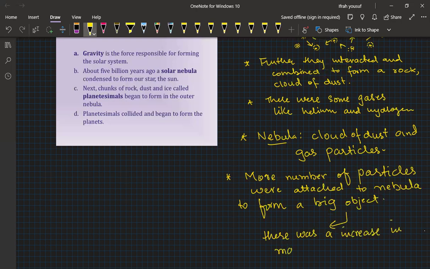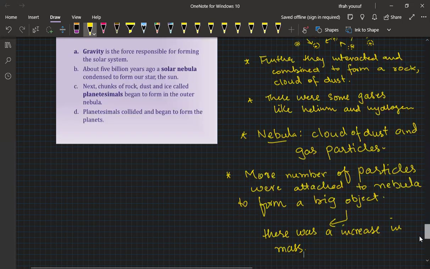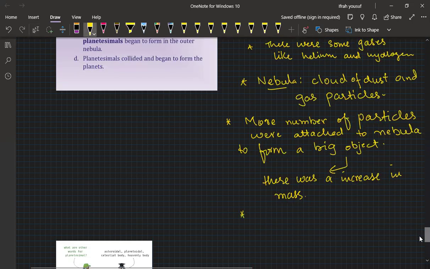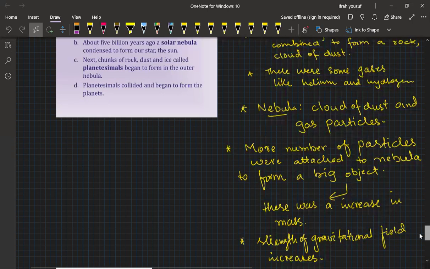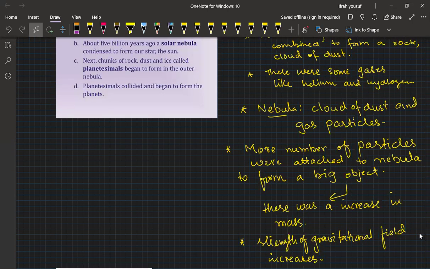ठीक है? Mass में increase हो गया, ठीक है? उसके बाद क्या हुआ, after that the strength of gravitational field increases. Okay, ठीक है? So the next chunks of rock, dust, and ice and other particles, that were called planetesimals, began to form in the outer nebula, right?